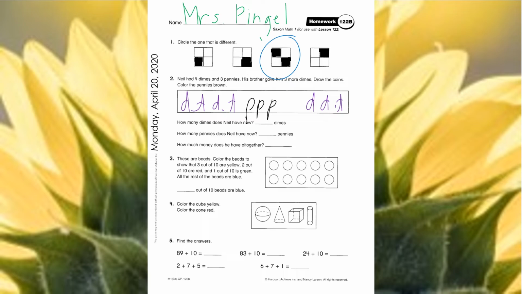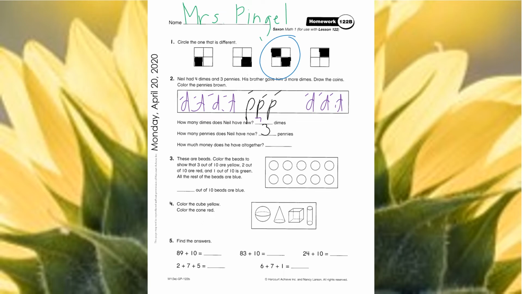So how many dimes does Neil have now? I'm only counting the coins. I know that Neil has 1, 2, 3, 4, 5, 6, 7 dimes. Whoops. Ooh. 7 dimes in total. How many pennies does Neil have now? I know that he has 1, 2, 3 pennies.